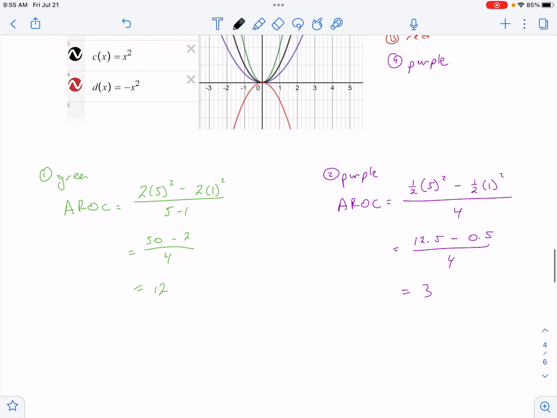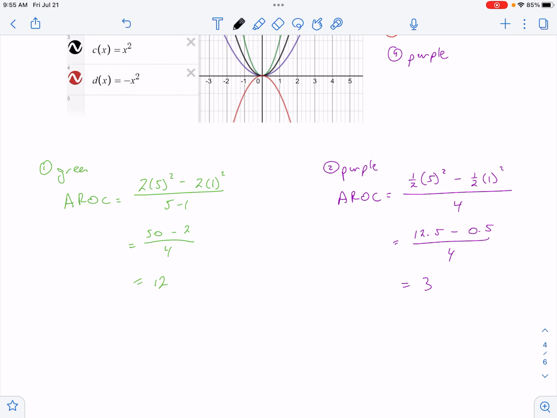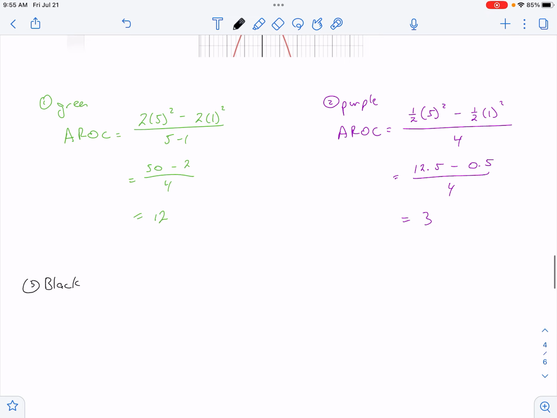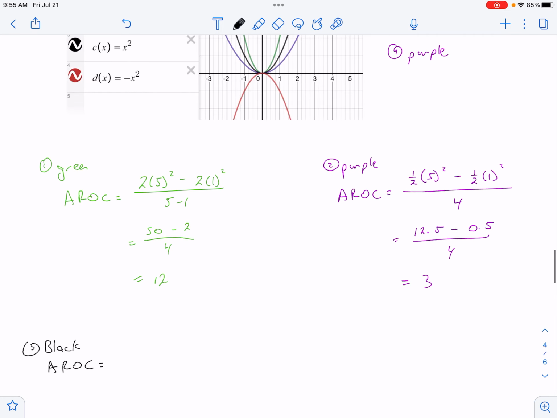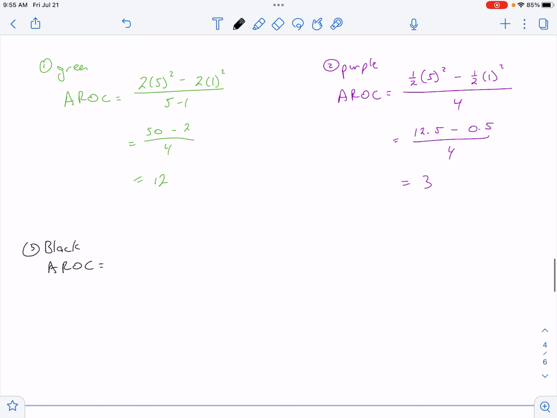Let's do black now. Okay, once again, average rate of change. And our black function is just x squared. So I have 5 squared, take away 1 squared, divided by 4. That's 25 minus 1 over 4. 24 over 4 is just 6.